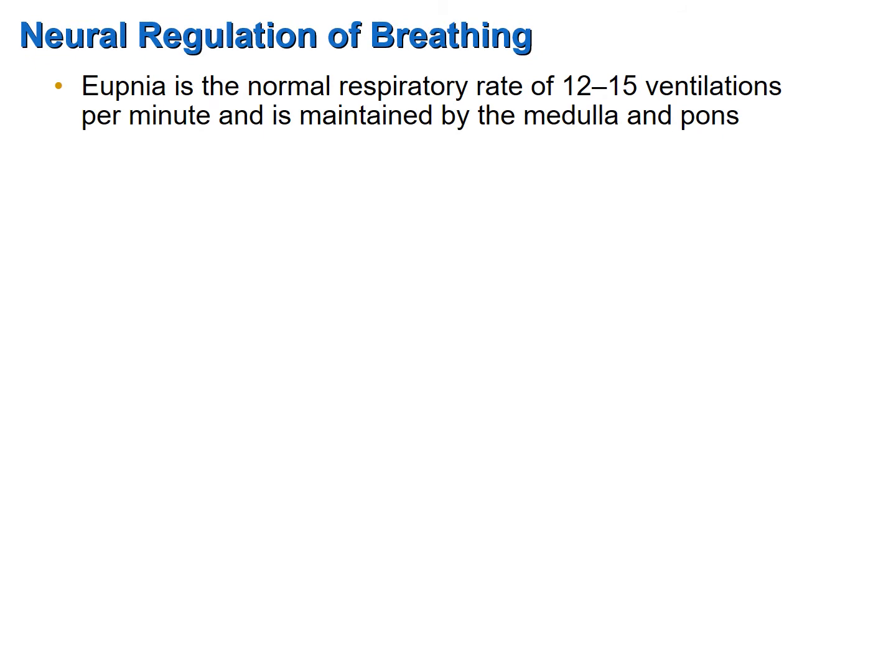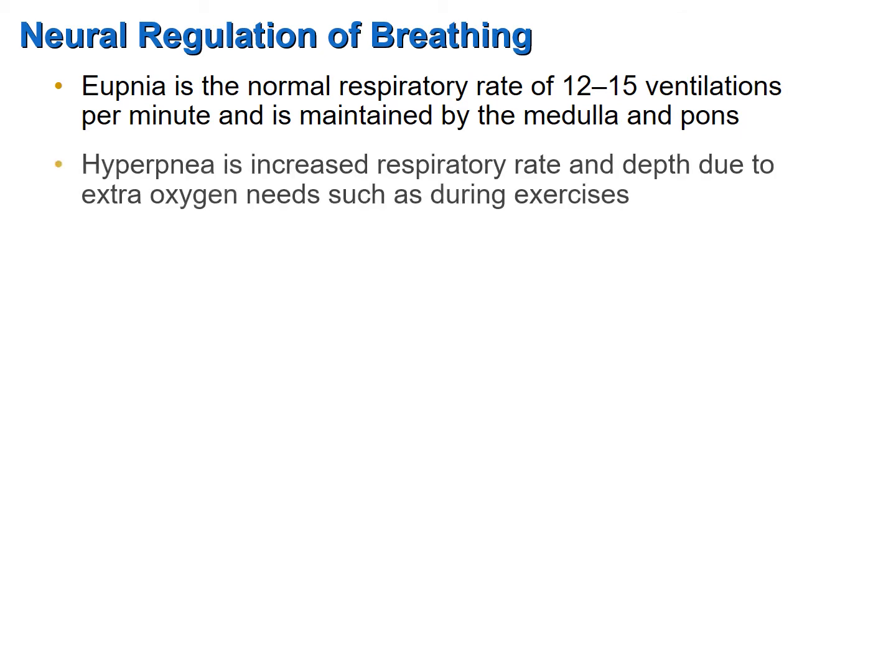Within the context of neural regulation of breathing, let's define a few terms. Eupnia is the normal respiratory rate, which typically is between 12 and 15 ventilations per minute. This, of course, is going to differ due to a person's age, their gender, and other factors. Eupnia is maintained by the medulla and pons.